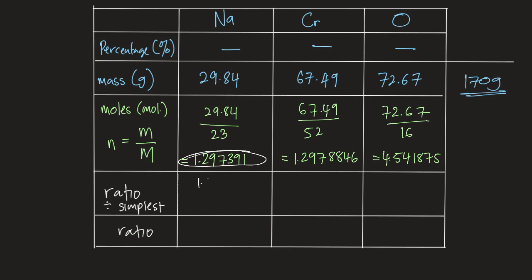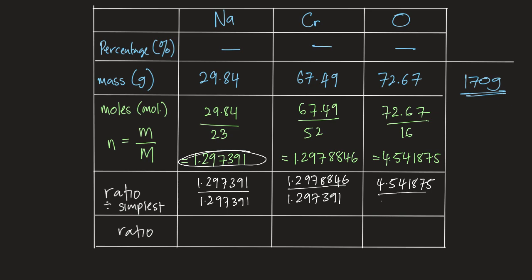So I've got 1.297391 over 1.297391. Then 1.29788646 divided by 1.297391. And over here I've got 4.541875 divided by 1.297391. I try and keep as many decimals as possible, but if you don't keep all, that's fine too. I pop that into a calculator and see what you get.